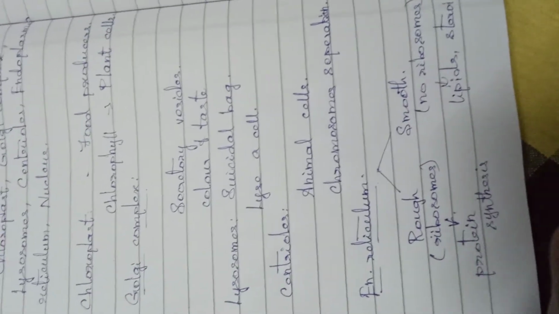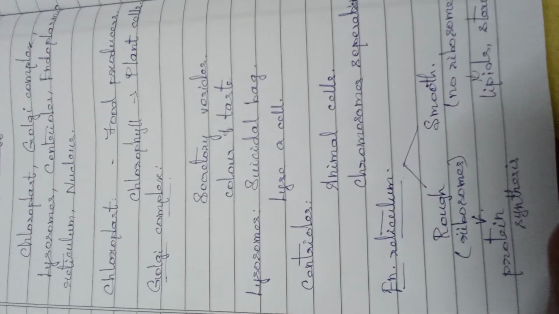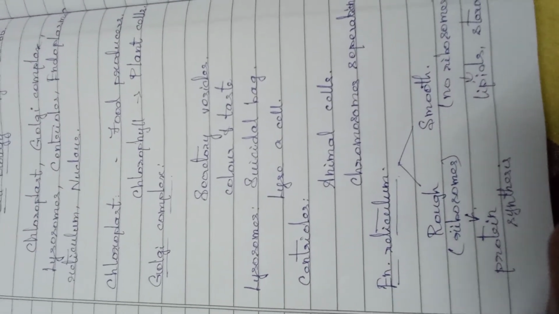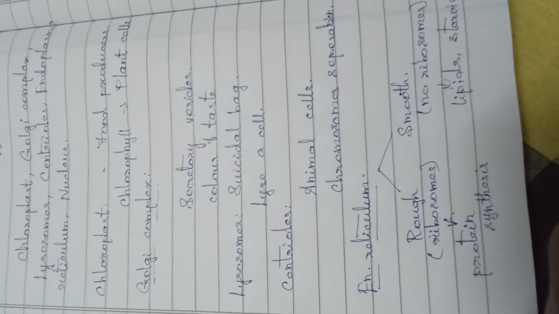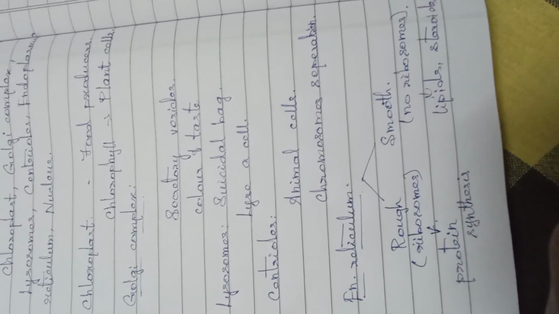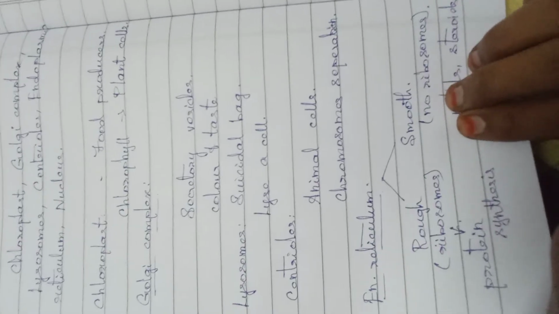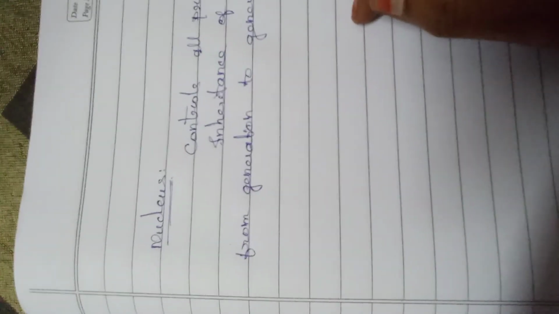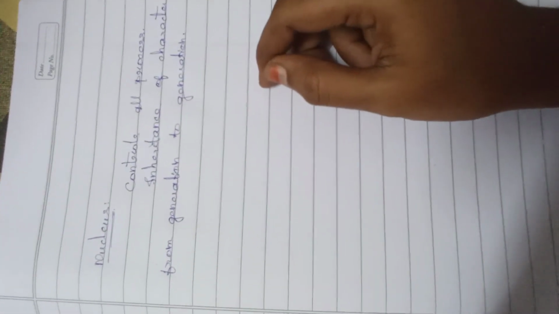And then the endoplasmic reticulum, which is rough and smooth. Rough means ribosomes are attached on the surface; smooth has no ribosomes. The rough endoplasmic reticulum helps in protein synthesis, and the smooth endoplasmic reticulum helps in lipid and steroid synthesis, and also transports them to other parts of the cell. And the next one, the nucleus, controls all the processes of a cell, and the inheritance of characters from one generation to the next is carried through the nucleus.